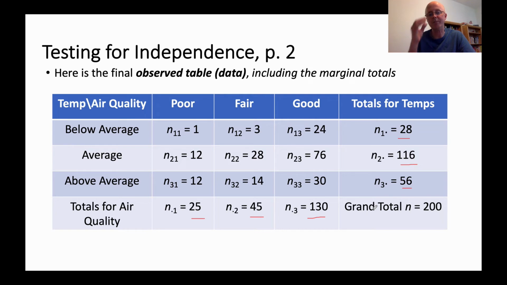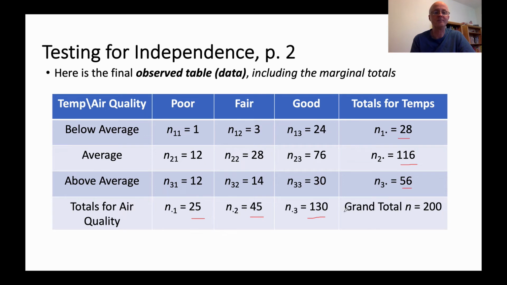What we want to do now is take these observed data and convert it to what's called an expected table, if you assume the null hypothesis is true, that there is no relationship between these variables. Now, just a cursory look at these data, by the way, indicates that there does seem to be a relationship.